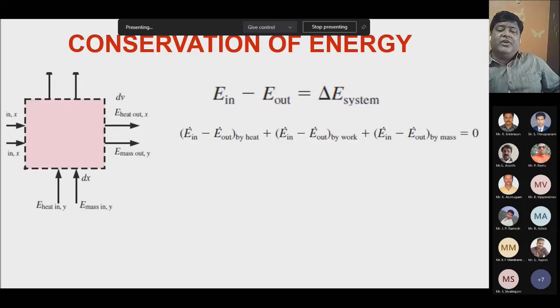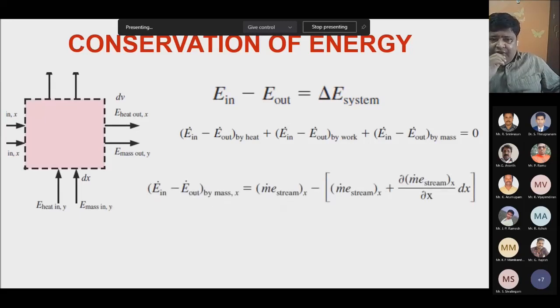I told you we are not considering work energy. We are going to consider the energy entering and leaving the system in the form of heat energy, and the energy entering or leaving the system due to the mass that is entering. We'll only consider these two, and since the right hand side is equal to 0, we consider that no energy is stored inside the control volume. Fine. Now let us see mass, and next we'll see about heat.